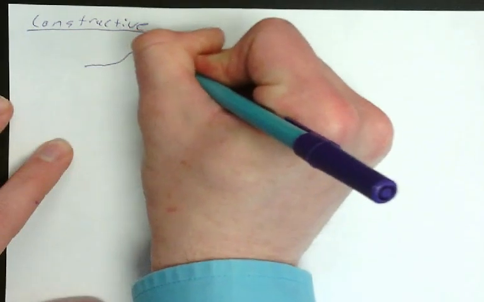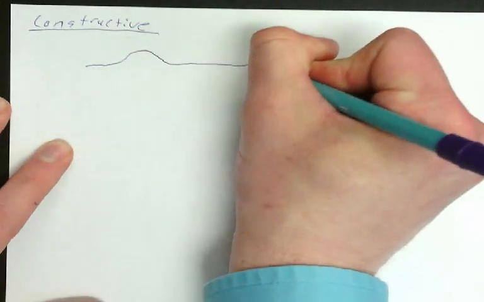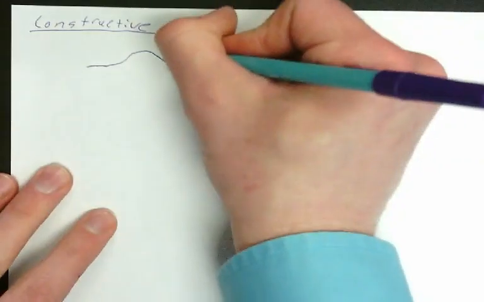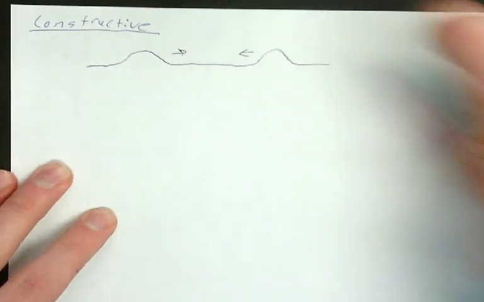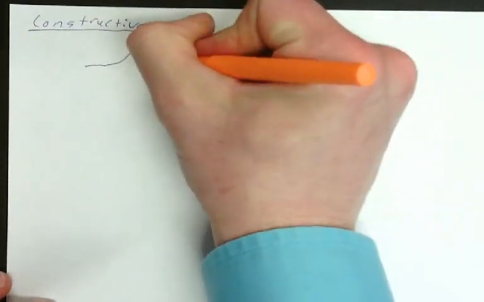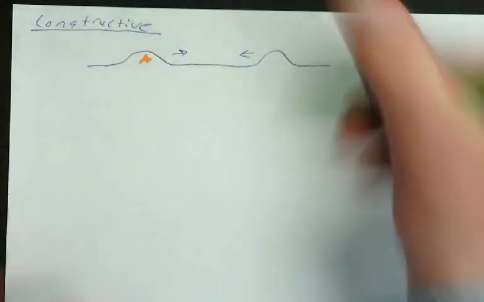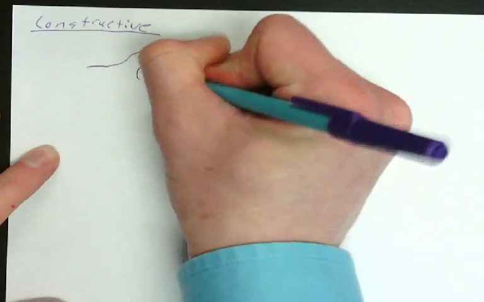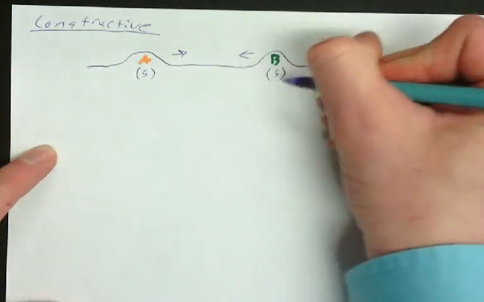Okay, so for constructive interference, you have two waves that are identical. You've got wave packets, wave crests here. So you've got two crests that are traveling towards each other. We'll label one as A and one as B. We'll make the one on the left A, and the one on the right B. That's what they're doing before. Let's give them values. Let's say A has a value of 5, and B also has a value of 5.